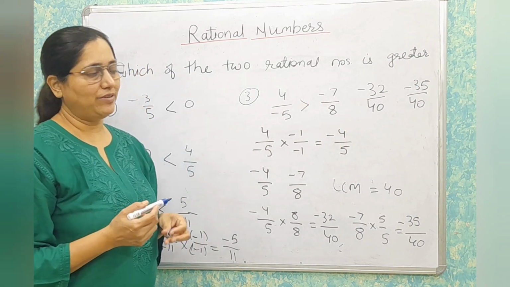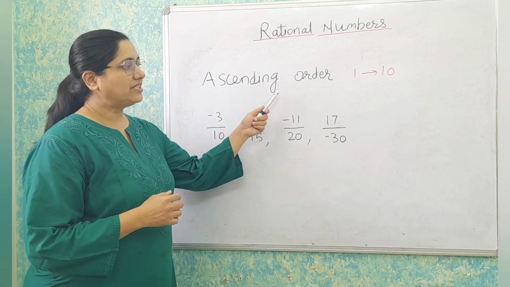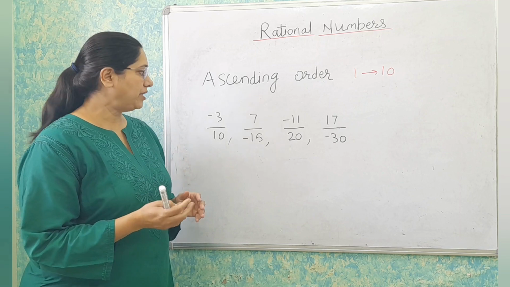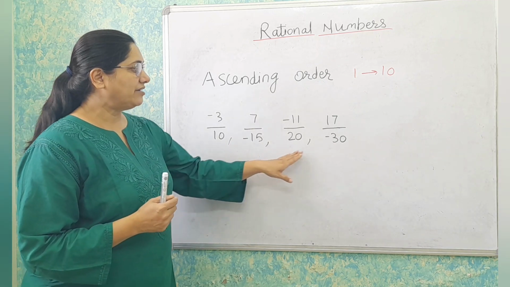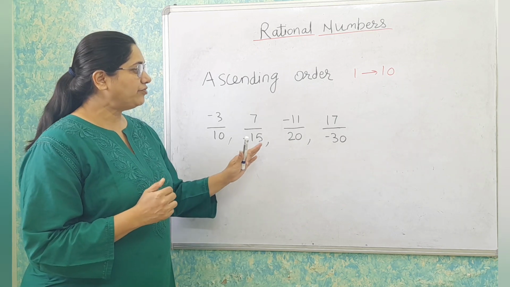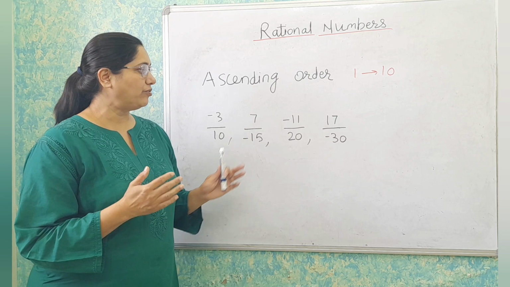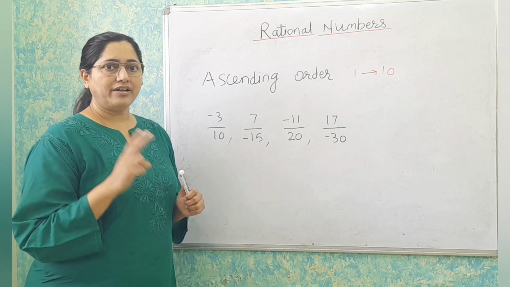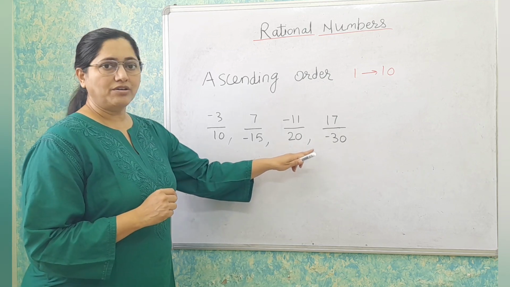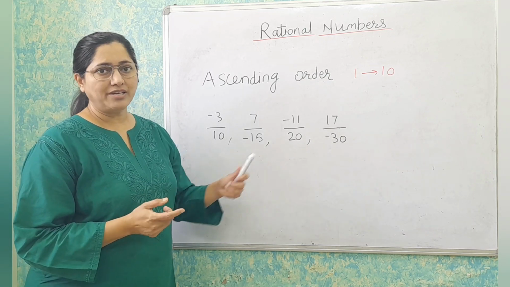upon minus 5. Now we have to arrange rational numbers in ascending order. You know that ascending order means small to big. So these are the rational numbers and we have to arrange them in ascending order. And whenever we have to arrange rational numbers in ascending or descending order, or compare rational numbers, there are two conditions. First condition, the denominator should be positive, and second condition, the denominators should be the same.